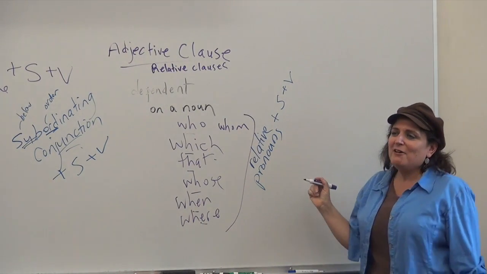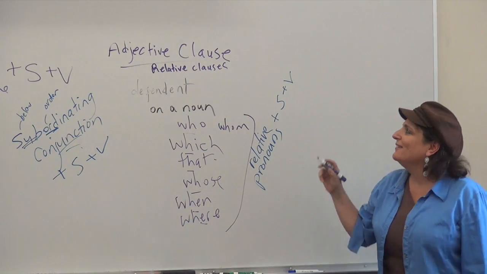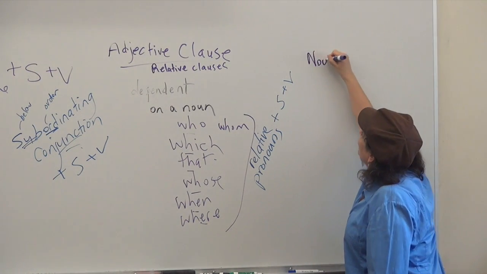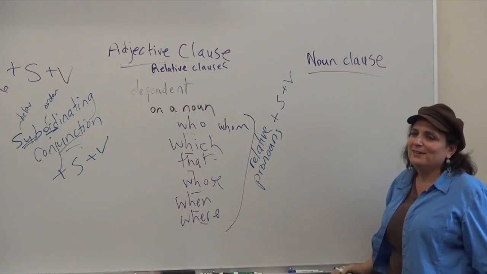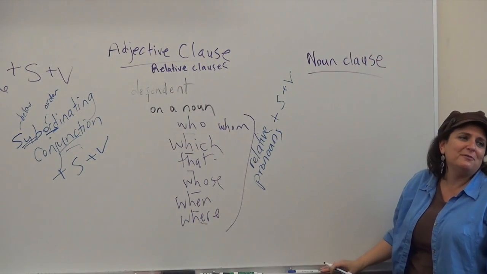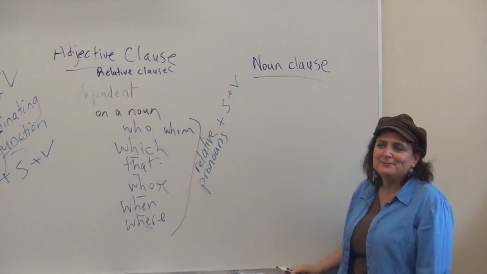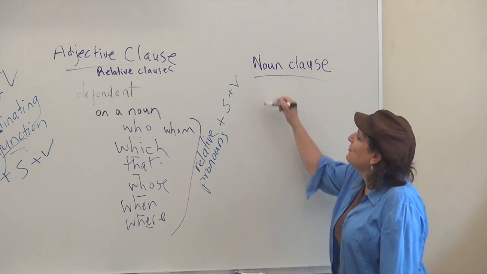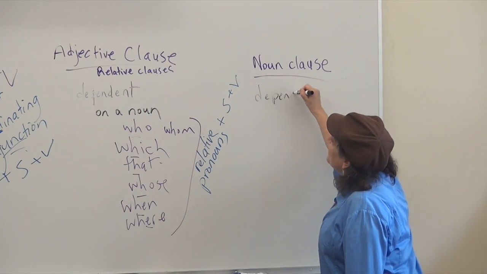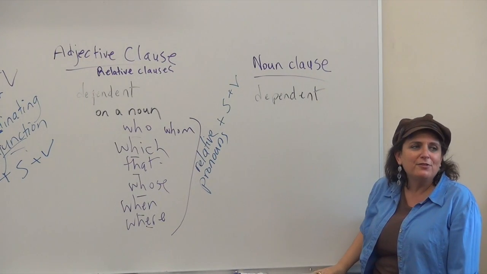Adjective clause, and now finally we come to the baby in the family. Noun clauses. Okay, based on what you know, what can you tell me about noun clauses? More information. They're dependent. Let's start with the first thing. They are dependent. Okay, what are they dependent on?